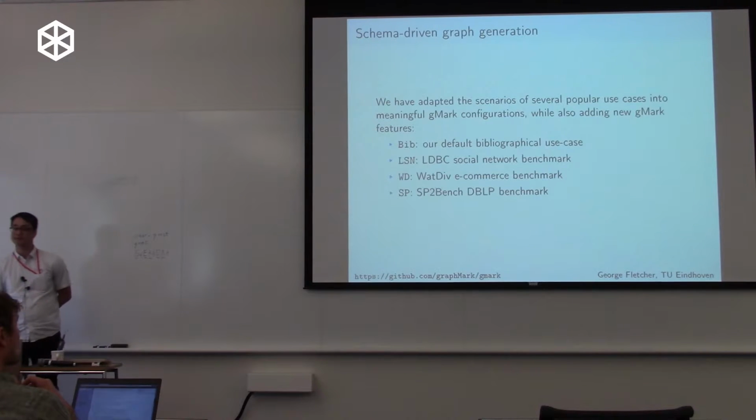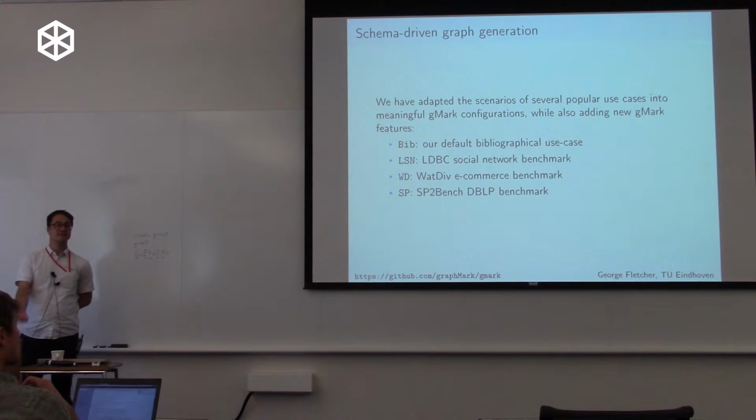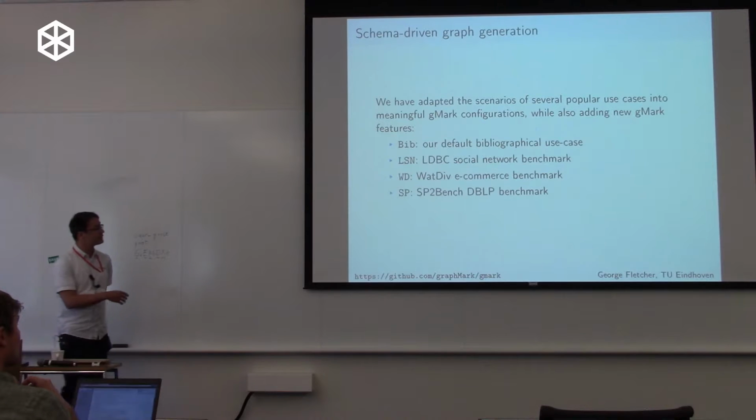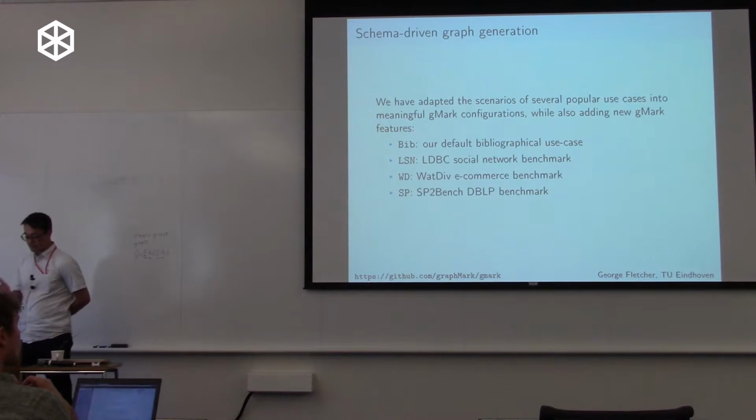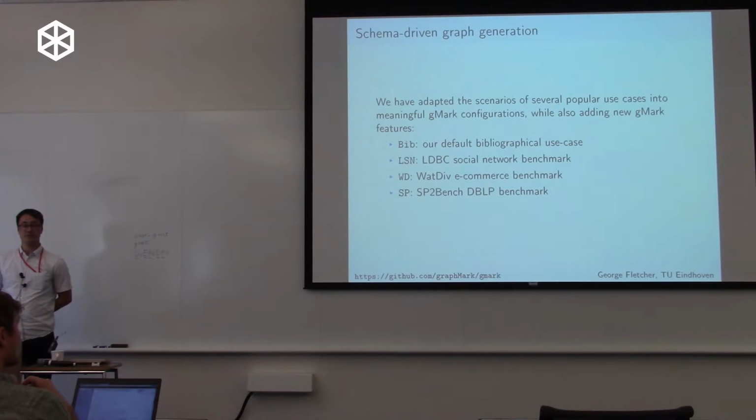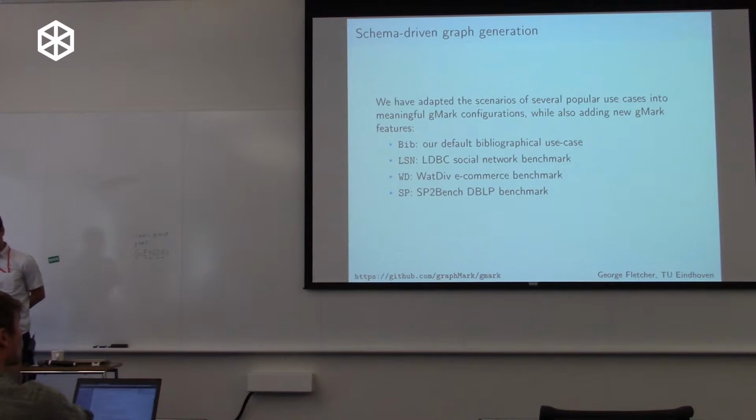Okay, so just practically speaking, in general it's intractable, so we have this best effort approach to satisfying the schema constraint. We took off-the-shelf, currently state-of-the-art popular benchmarks and tools, and we adapted them to meaningful gMark configurations. Some features we support aren't supported in some of these benchmarks, and vice versa. So we did a best effort encoding of these, and also added new gMark features.